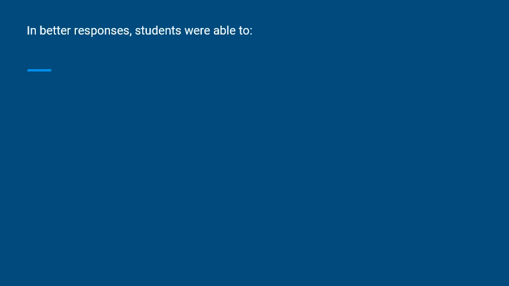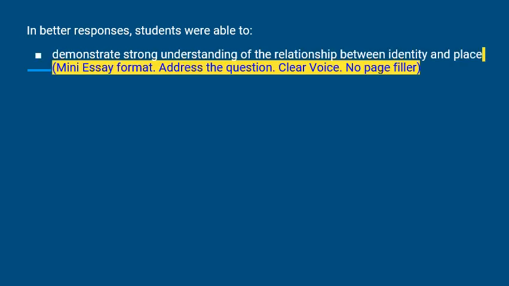So once you've read through the response and are trying to create a written response to the question of how this text represents the relationship between identity and place, 6 marker, better responses were those where students were able to demonstrate strong understanding of the relationship between identity and place. So for example, this is a mini essay format. There was an addressing of the question immediately, and there was a clear voice throughout the response, and there was absolutely no page filler at all.